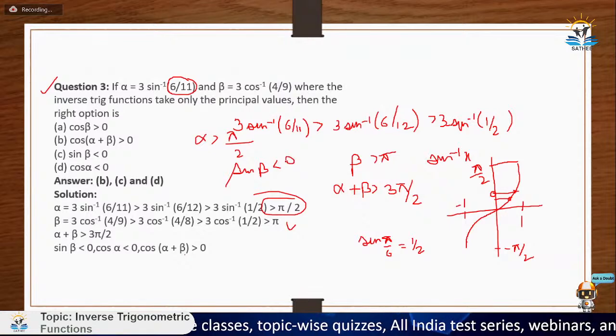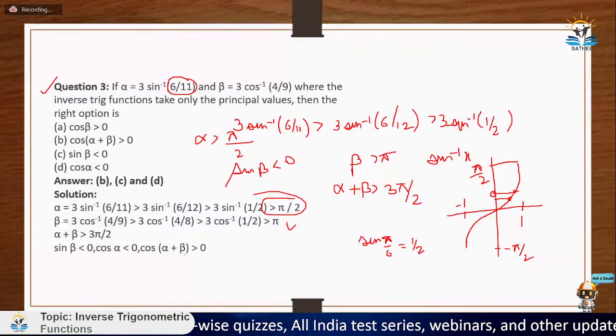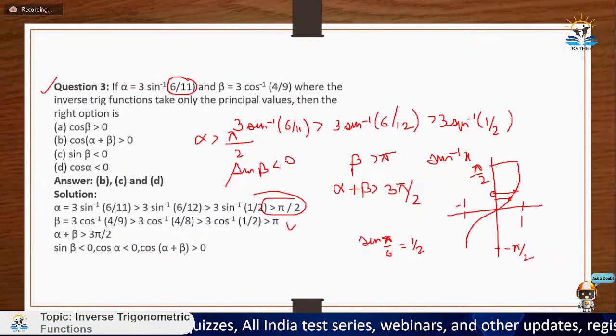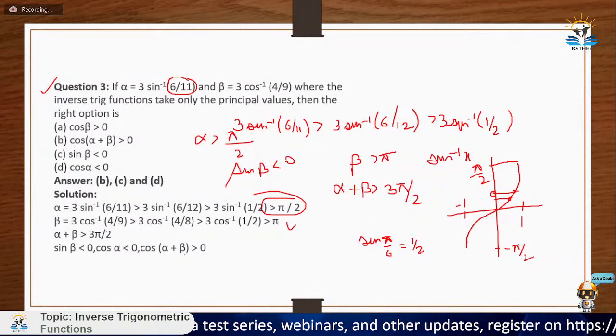Why? Because beta is greater than pi. Since beta is greater than pi, we know that sine pi is 0. And we know that sine pi is 0, so basically sine beta is less than 0. That's why.